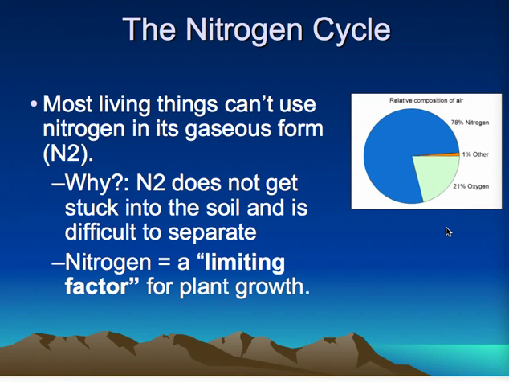But the thing is, most living things can't use nitrogen in its gas form, which is N2. The reason we can't use it is because one, N2 doesn't get stuck in the soil, it's in the atmosphere. So plants can't use it, which means that animals won't be able to get it when they eat plants. The other thing is that N2, in its gaseous form, is not very reactive, so it's hard to get it to make other compounds. So overall, most nitrogen is not available in a usable form, which is why we say it's a key limiting factor for plant growth.